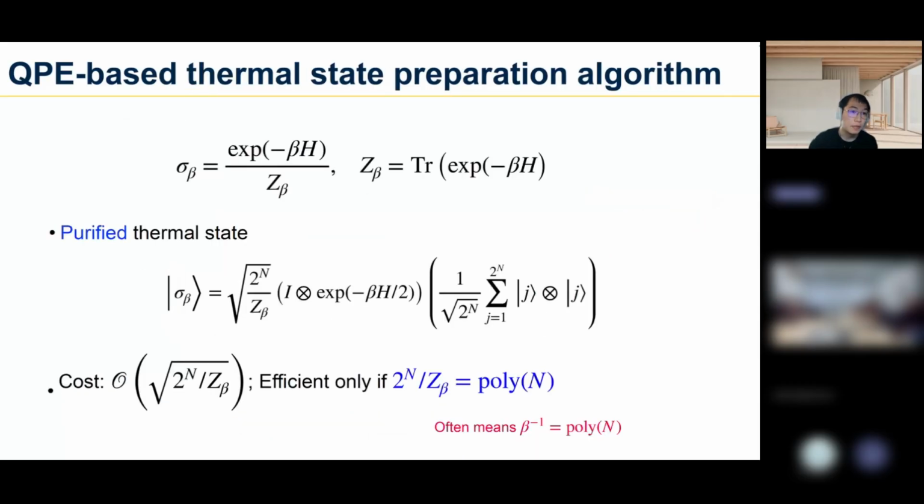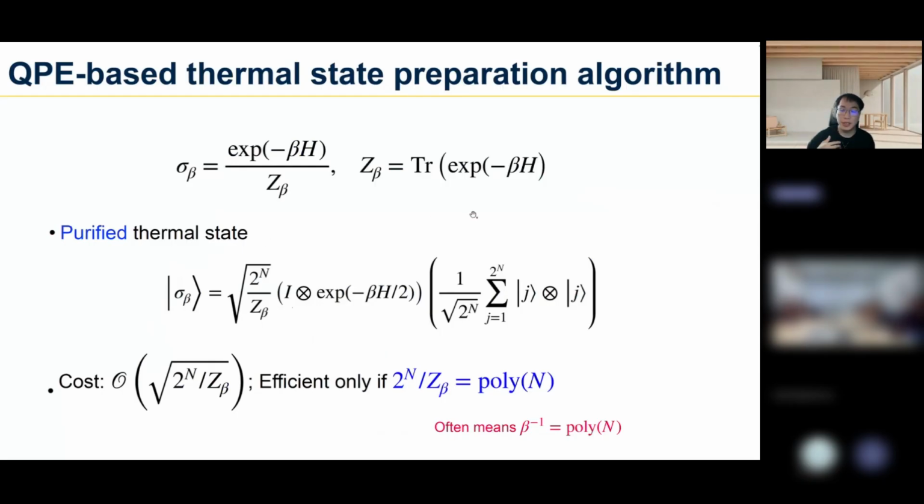For the thermal state preparation problem, we can also use the QPE idea to solve it. In this case, to construct the thermal state, we basically want to prepare a purified thermal state on our quantum computer. This purified thermal state is a pure state. However, if you trace out the first set of ancilla qubits, you can essentially recover the original thermal state.